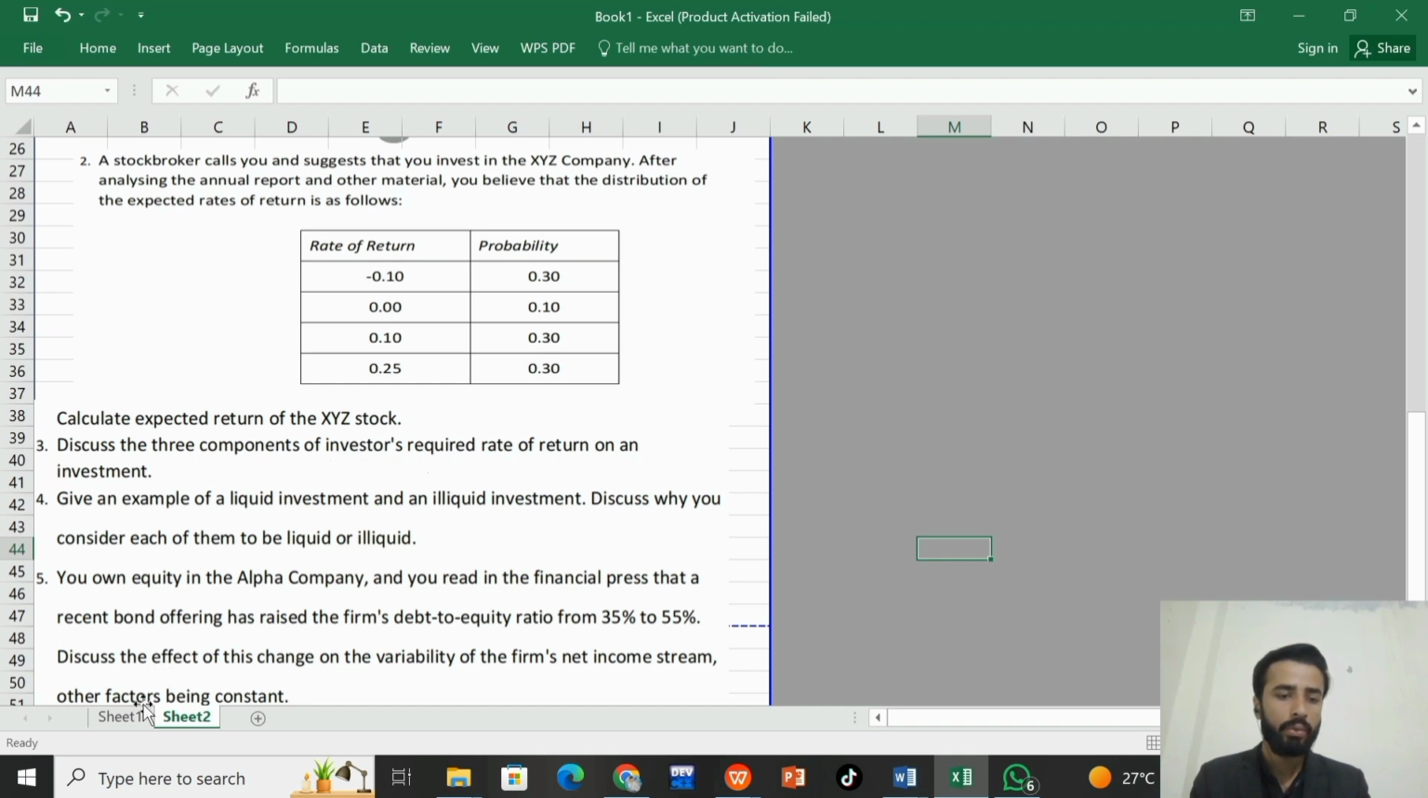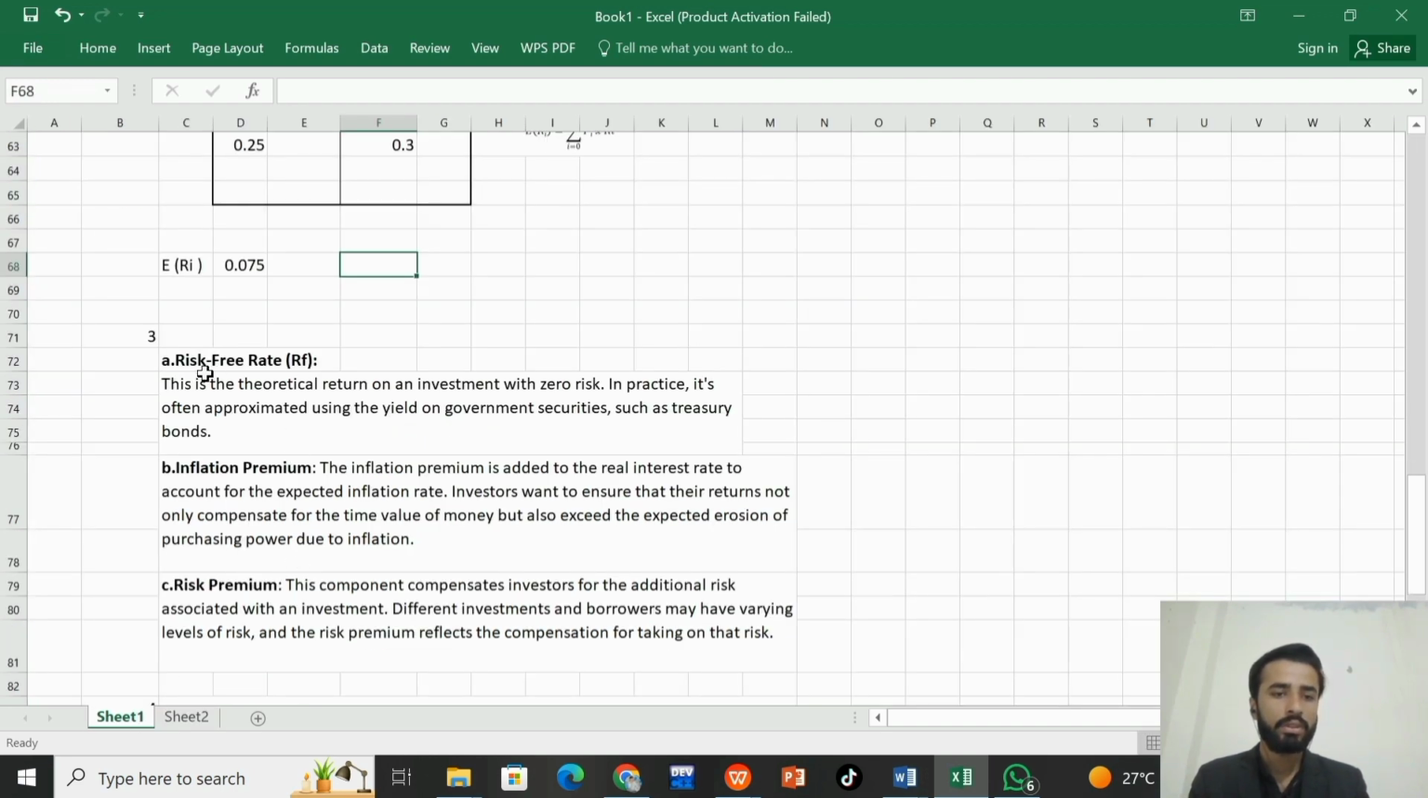So let's start the third question, which says: discuss the three components of investors' required rate of return on investment. So let's see which are these components. First one is the risk-free rate. This is the theoretical return on investment with zero risk. In practice, it is often approximated using the yield on government securities such as treasury bonds. This is the basic return which investors expect from their investments, besides the risk premium or inflation premium.